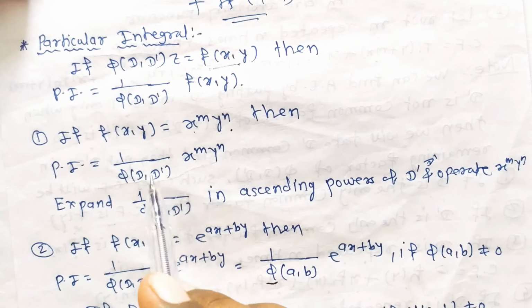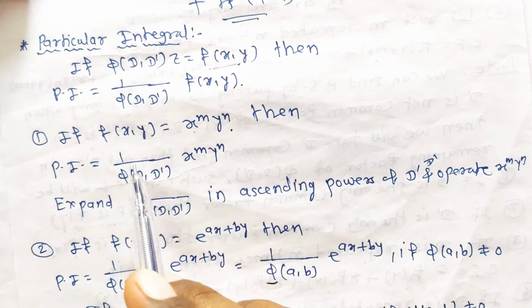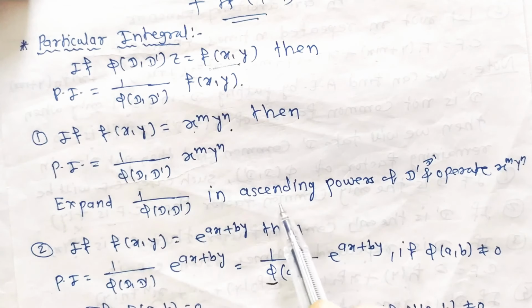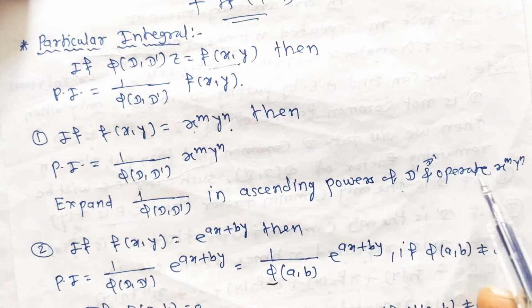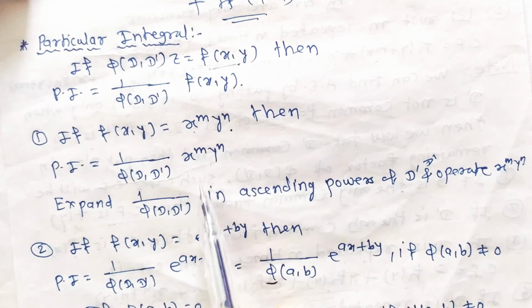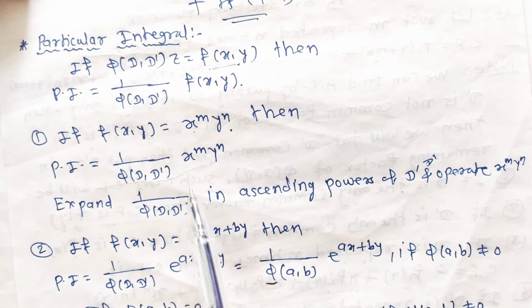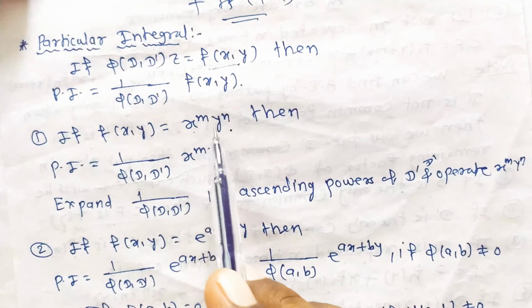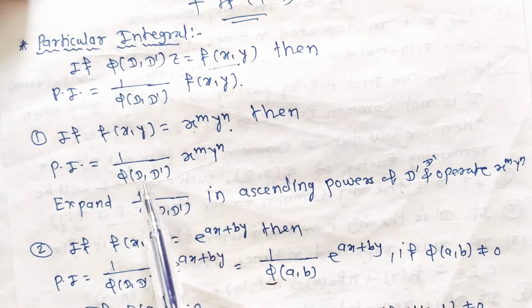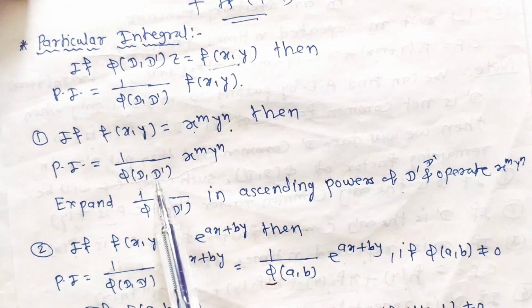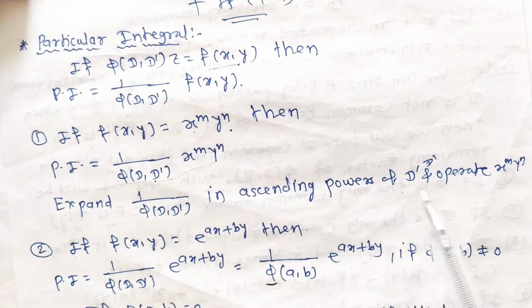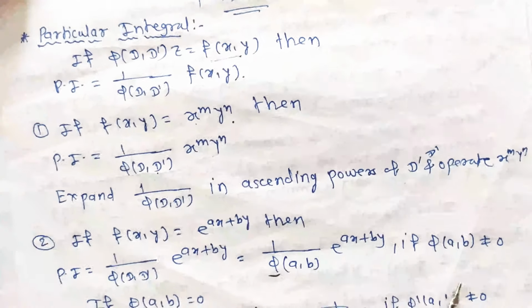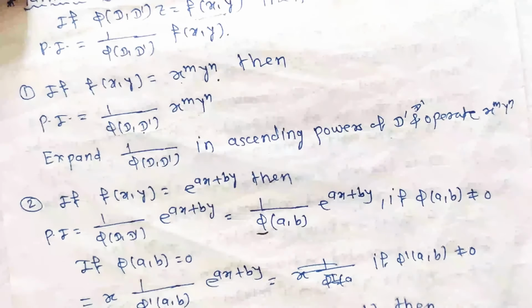Now how do we find the particular integral here? We have to expand this 1 upon phi of D, D dash in ascending powers of D and D dash, and operate on x raised to m y raised to n term by term. Same as in linear differential equation with constant coefficient में हमने किया था. If f of x is equal to x raised to m, then उस टाइम क्या किया था, 1 by phi of D expand किया था up to D raised to m. So same here we have to expand 1 upon phi of D, D dash in ascending powers of D and D dash using the standard expansions of 1 upon 1 plus z and 1 upon 1 minus z.